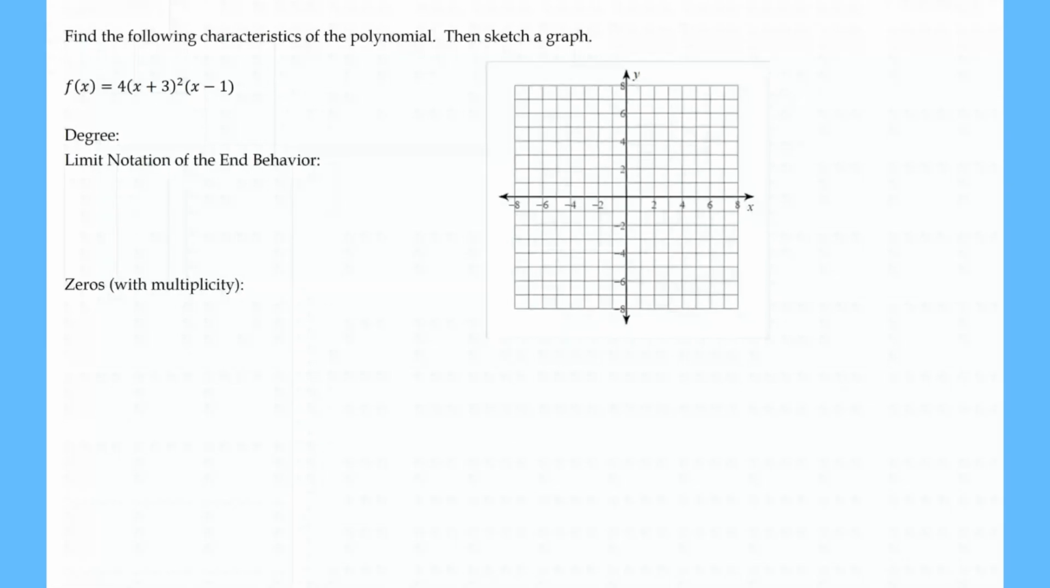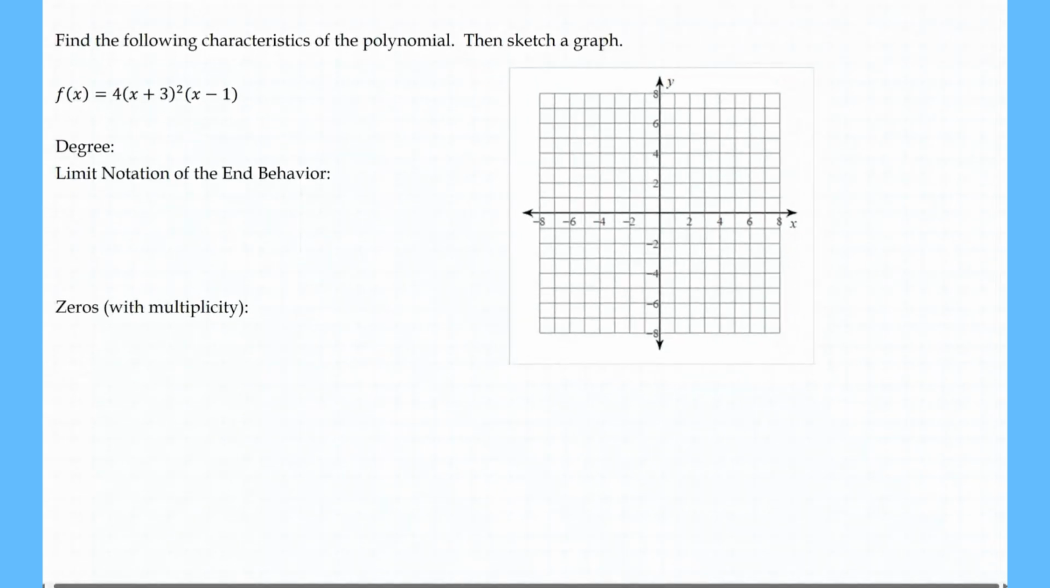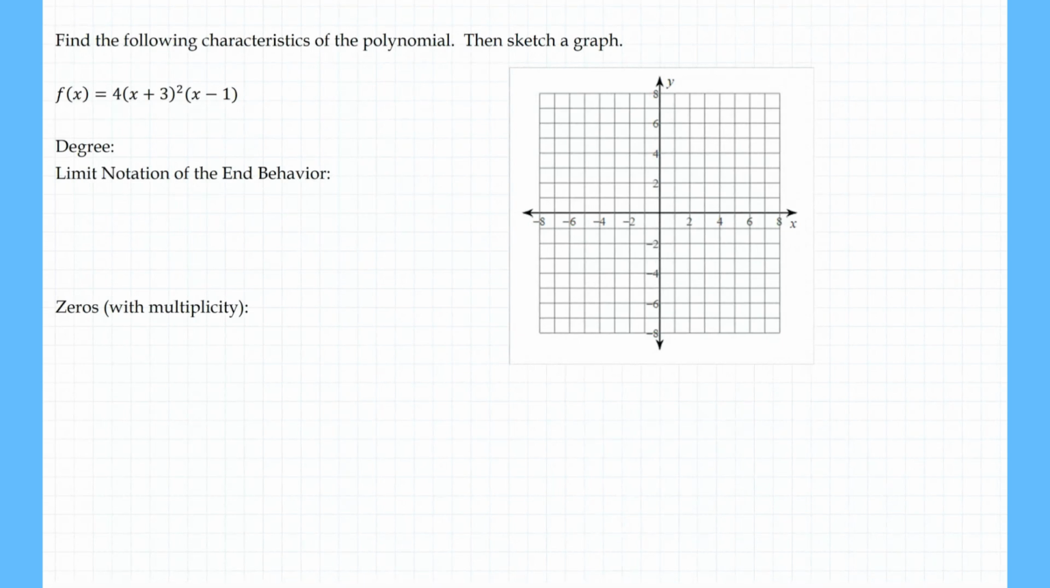Today we're going to be graphing a polynomial and looking at its characteristics. So I have the polynomial here, f of x equals 4 times (x plus 3) squared times (x minus 1). Things we want to look for are the degree, and then we're going to look at the limit notation for end behavior and zeros, and that's going to help us graph. This is already in factored form, so that makes this an easy start for us.